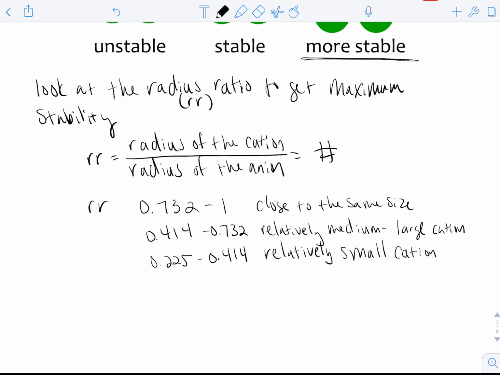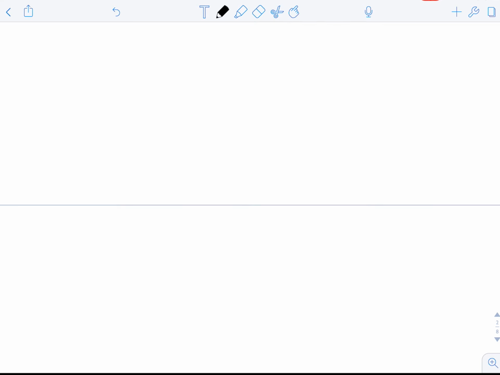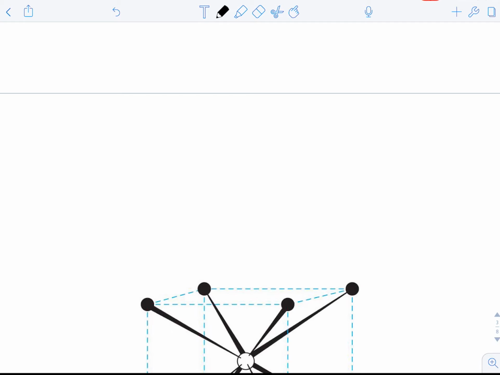Okay, so those are the ratios we're looking at. Let's look at each of these scenarios to see where we get this. The first one we're going to look at is when we have a cation which is similar in size to the anion. So this would be a relatively large cation.